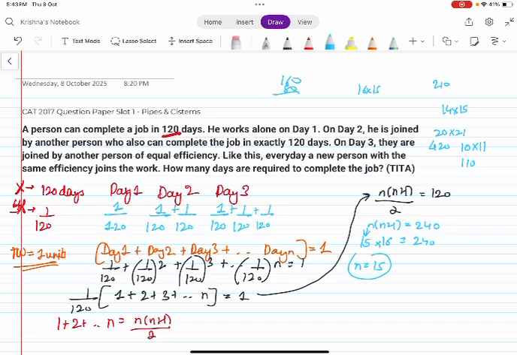So the answer for this question is 15 days. How many days are required to complete the job? That is 15 days.